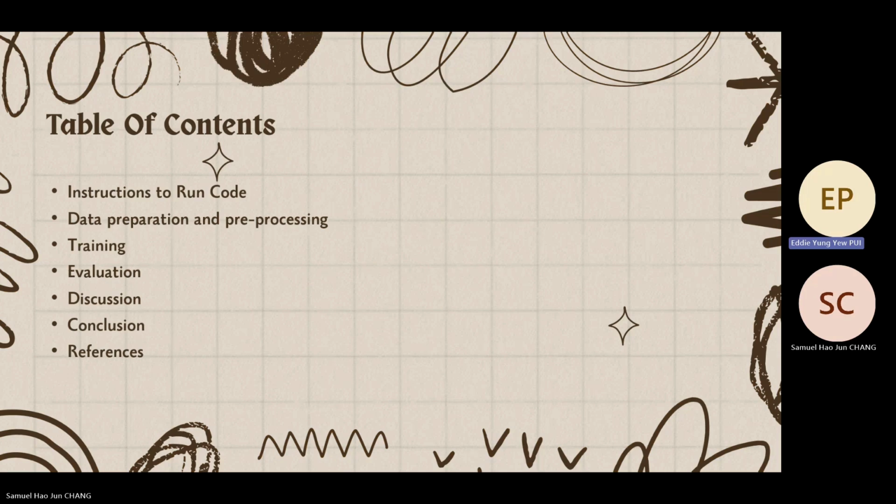First, we will start with the instruction to run code. But before that, we will explain how we built our models, which are ResNet, in charge by me, and MobileNet, in charge by Samuel. After that, the following will proceed. So let's start with my ResNet model.